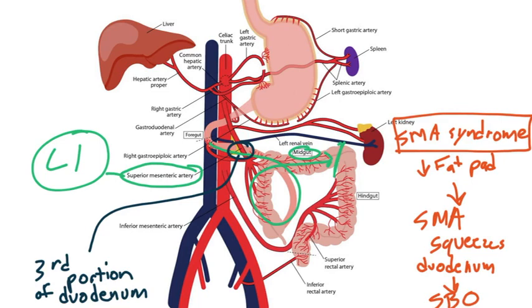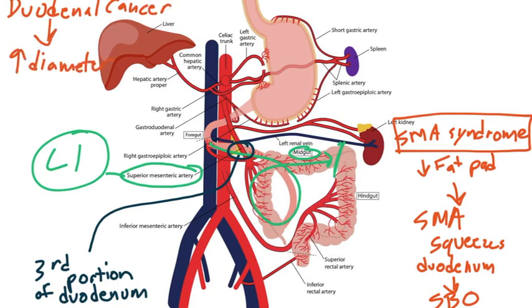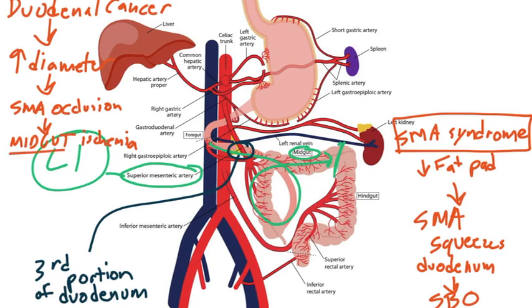But how can the third portion of the duodenum negatively impact the SMA? Well, let's say a patient has a cancer in his third part of the duodenum, and it greatly enhances the diameter. This causes the duodenum to press up against the SMA, potentially occluding it, leading to ischemia of downstream structures. And these structures supplied by the SMA are, of course, midgut structures.